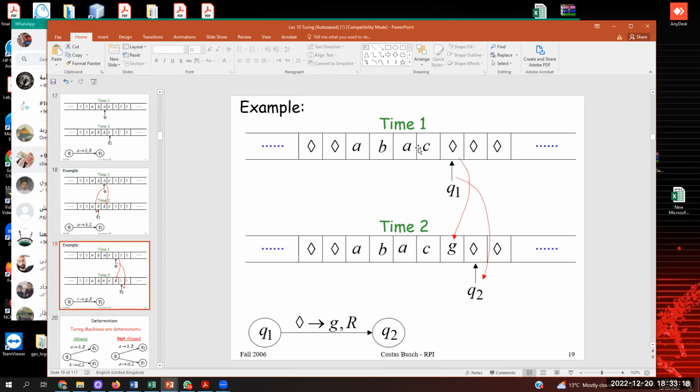Now I can say, okay, if I am at the blank now, and I am at state Q1, I will say read the blank, insert G, and then move to the right. So I am pointing at the blank.